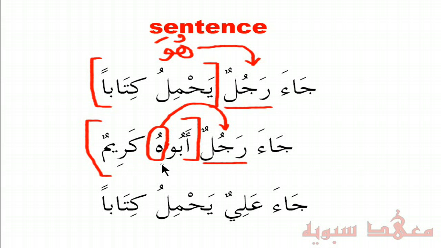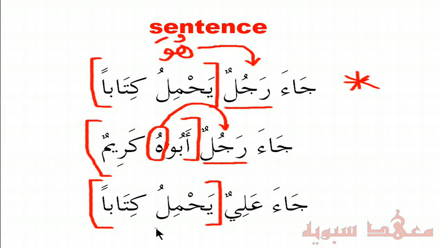Now, one other point to note. Let's look at this sentence here, this one up here. What we want to do is we want to make the fa'il definite. So in this case, it's جاء علي يحمل كتابا. So can we say that يحمل كتابا is an adjective, a sifa, or a na'at, for علي? In this case, because aliyun is definite, this sentence will actually be a hal, a state. It won't be a na'at.